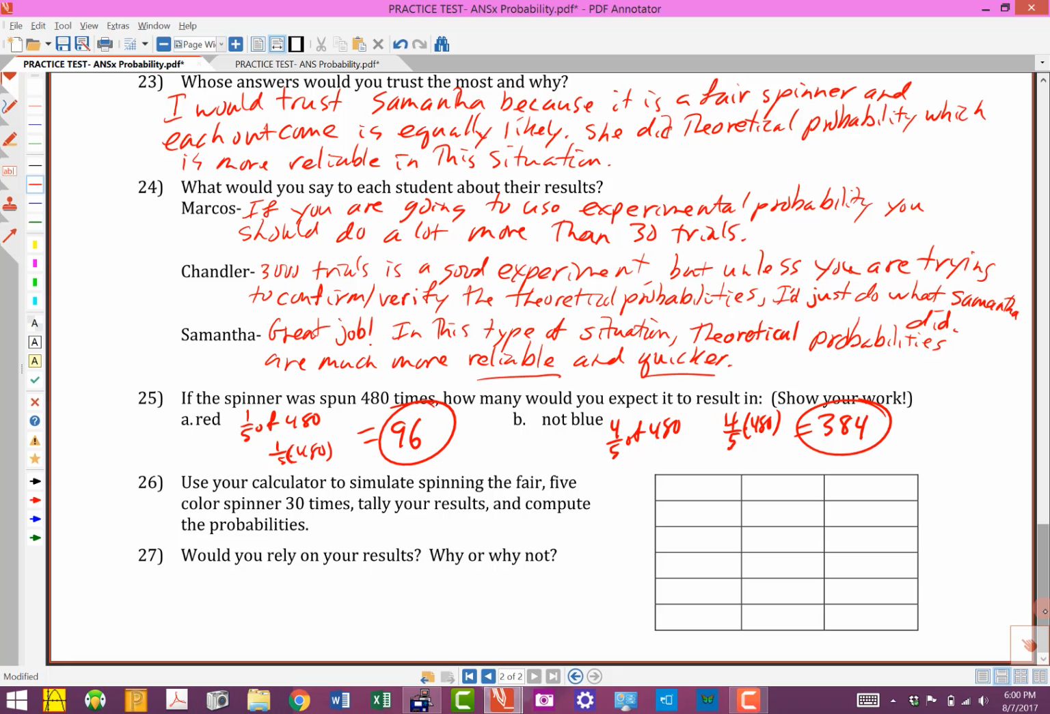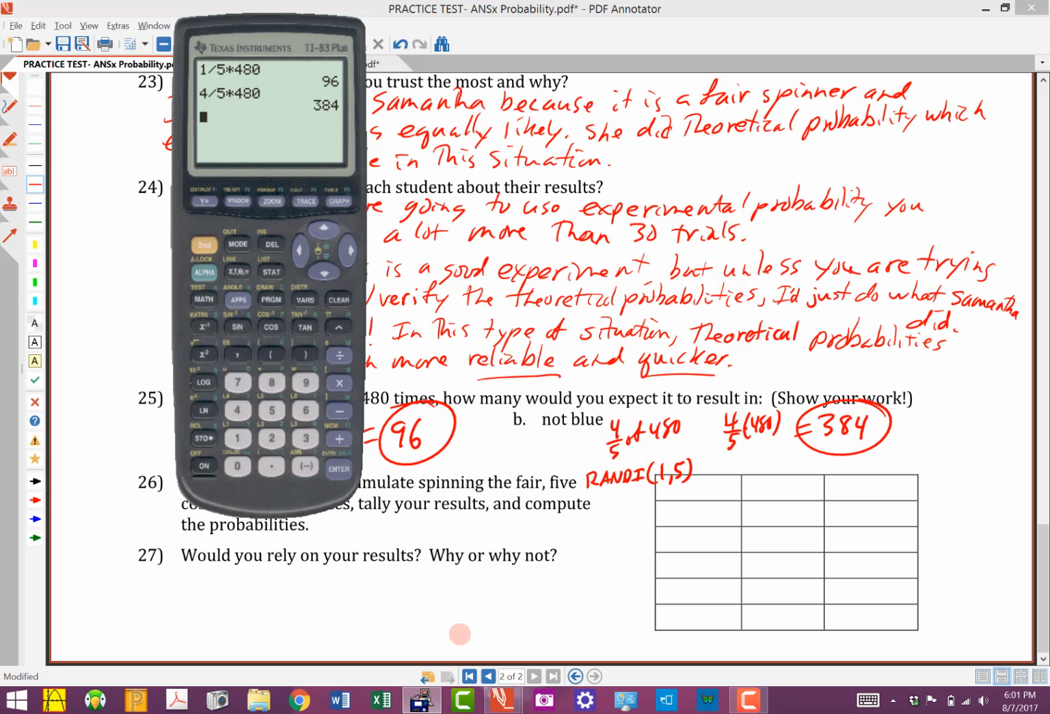Now, on number 26, I do want you to be able to simulate a probability experiment. So on this one, let's just simulate this one. Again, on your calculator, you're going to grab this command, randInt, and if we're spinning this spinner, we're going to do a 1,5. So randInt and then a 1,5. That's on your calculator. Now, rather than set this up to show the split screen and all that sort of stuff, my calculator has that on it, and here's what we're going to do.